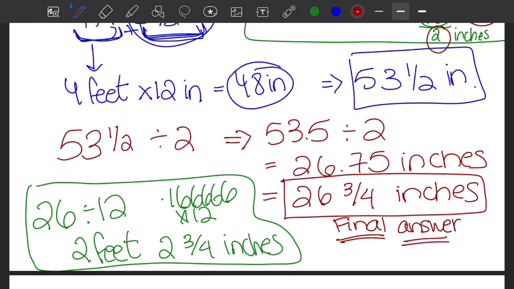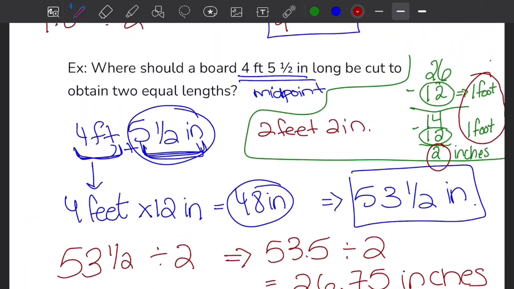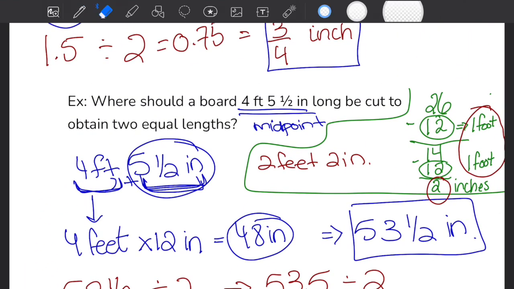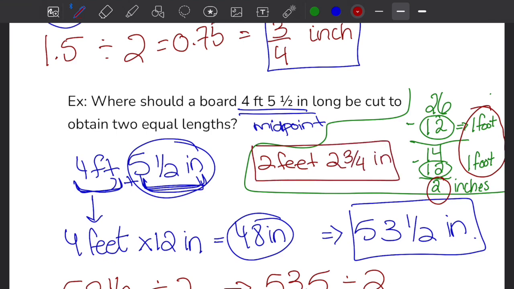But remember, we also have that 3/4 right here. So we're going to put 3/4, okay? I'm going to erase this. I'm going to put 3/4. So I think this may be a little bit easier than working with decimals and remainders and all of that.